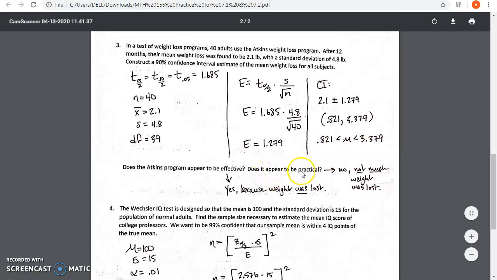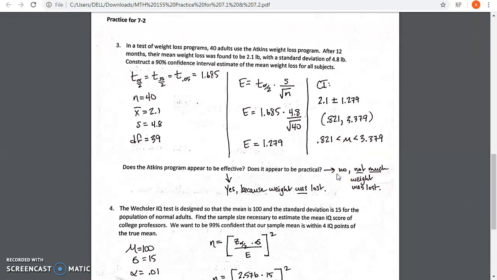Does it appear to be practical? I wouldn't think so. I mean, you could probably lose 3 pounds on your own without having to buy this weight loss program. So it doesn't seem to be practical. Now, if you lost a lot of weight, it might be worth it to you, might be more practical, but in this situation, probably not so much.